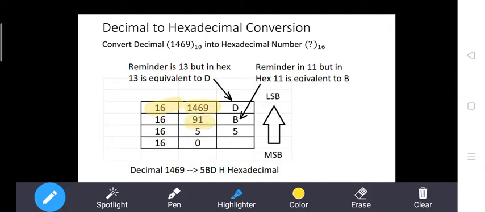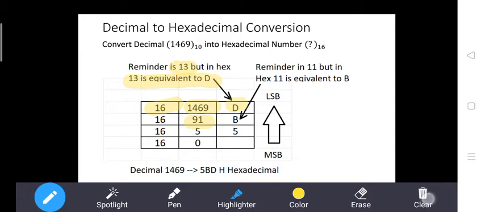This 91 into 16, my answer is 1456. 1469 minus 1456, my remainder will be 13. But in hex, 13 is equivalent to D. So I write D over here.